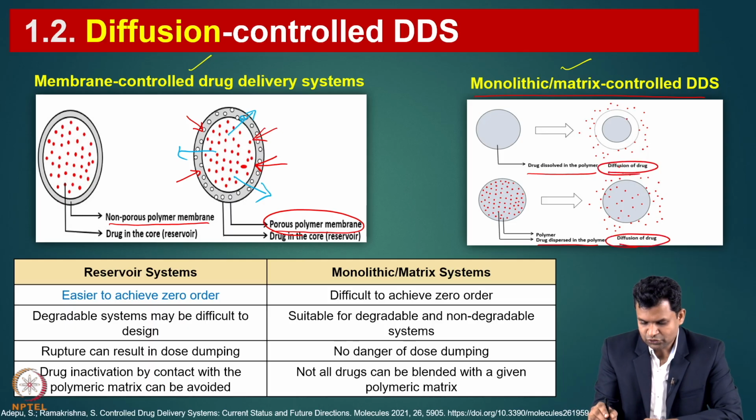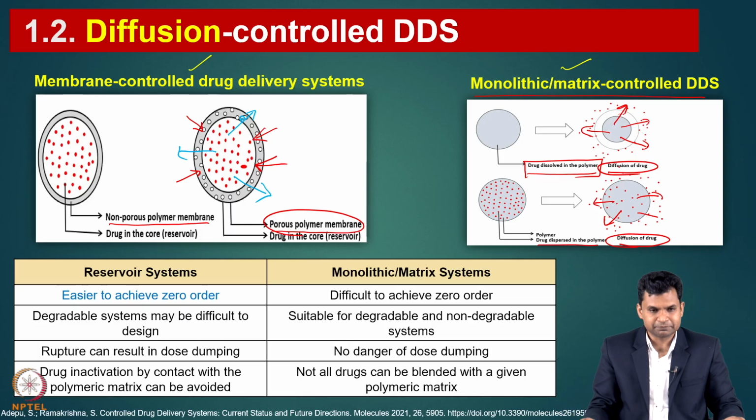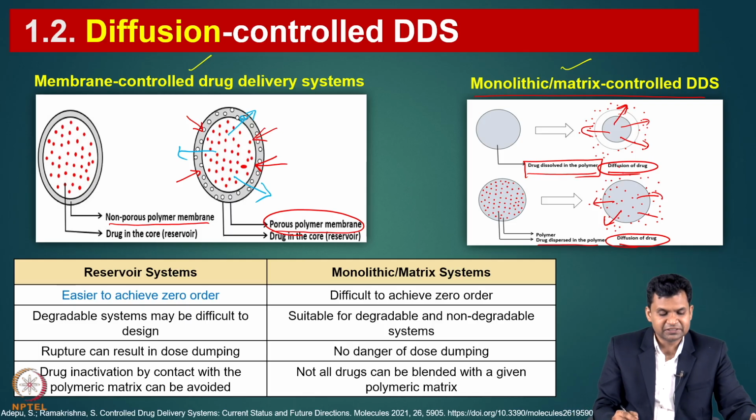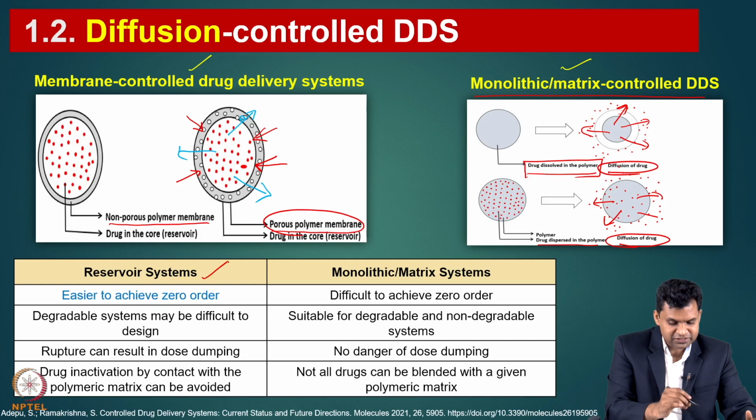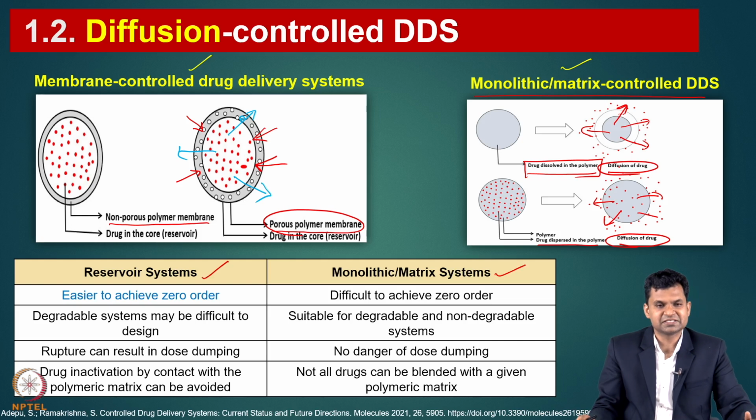So, here you can see the layer of the polymer, and slowly your drug is coming out from the system. Here also you can see the polymer will remain the same and your drug is releasing out. So, here the drug is dissolved in the polymer, both polymer and drug will release slowly, whereas here the drug is dispersed in the polymer and the drug is coming out through the diffusion mechanism. And further we can see the difference between the reservoir systems and the monolithic matrix systems.